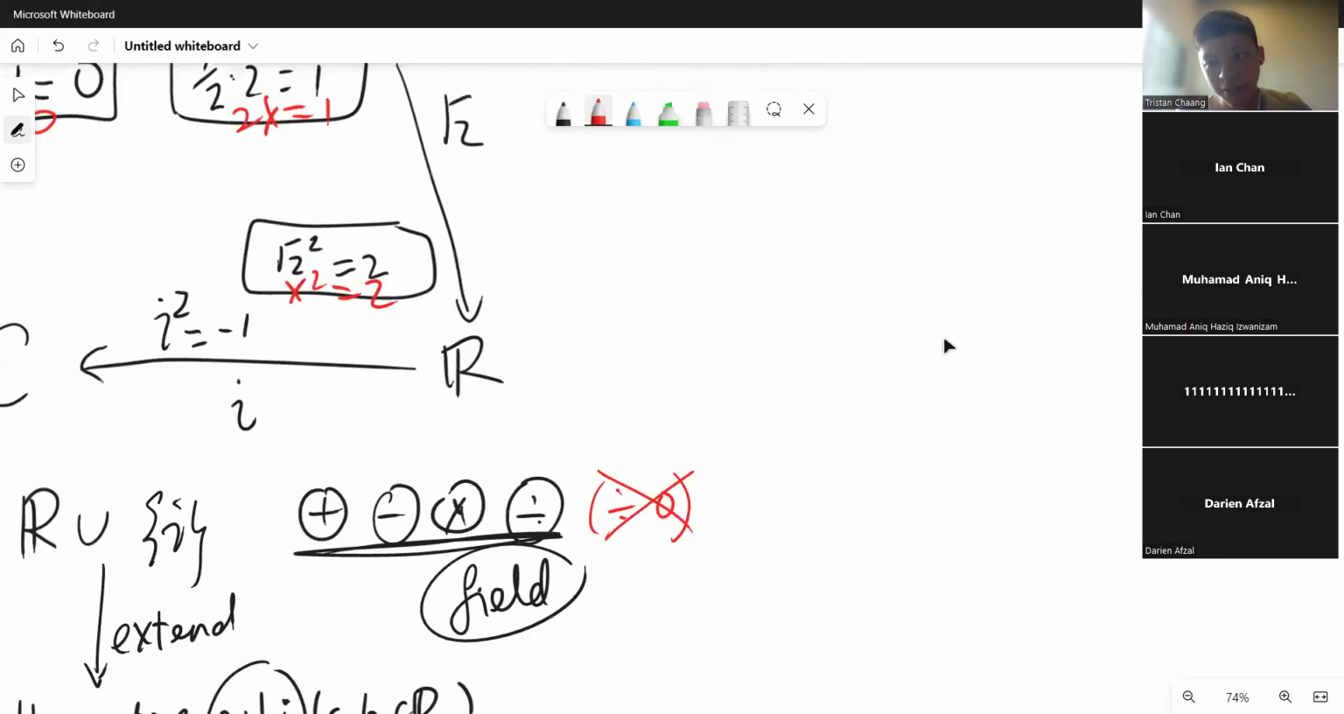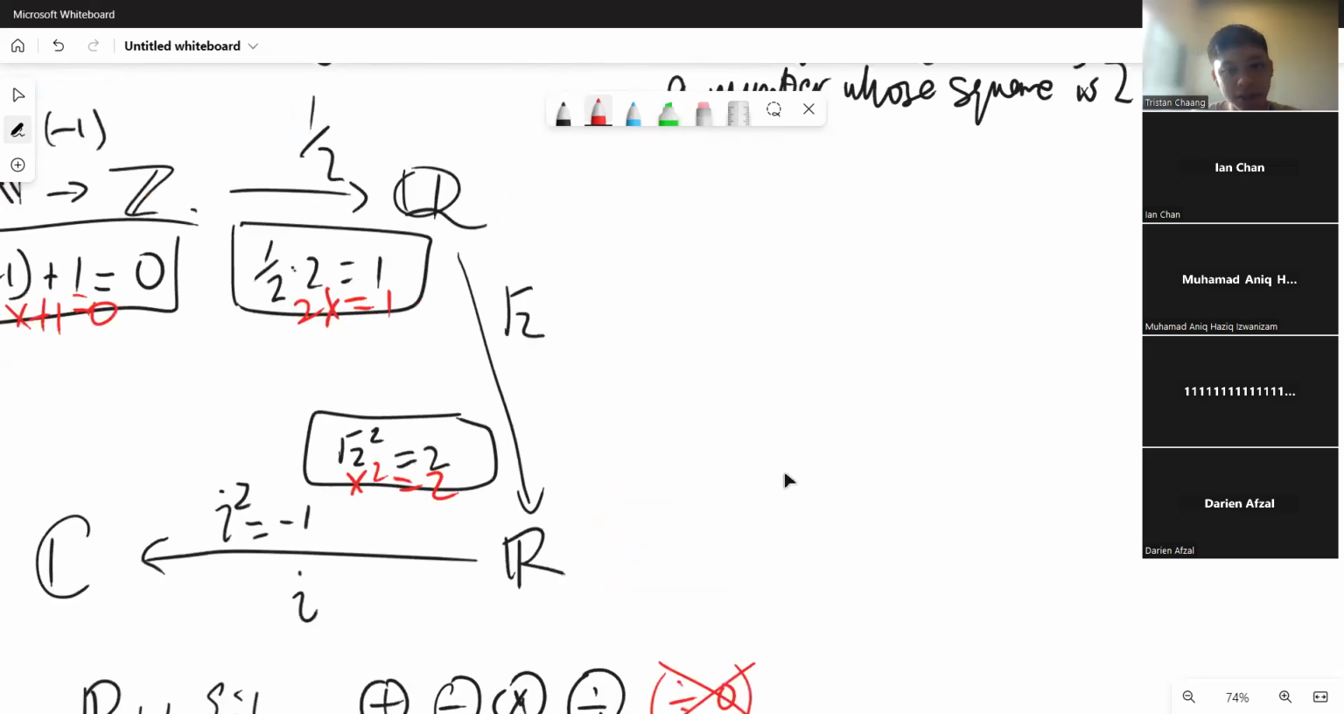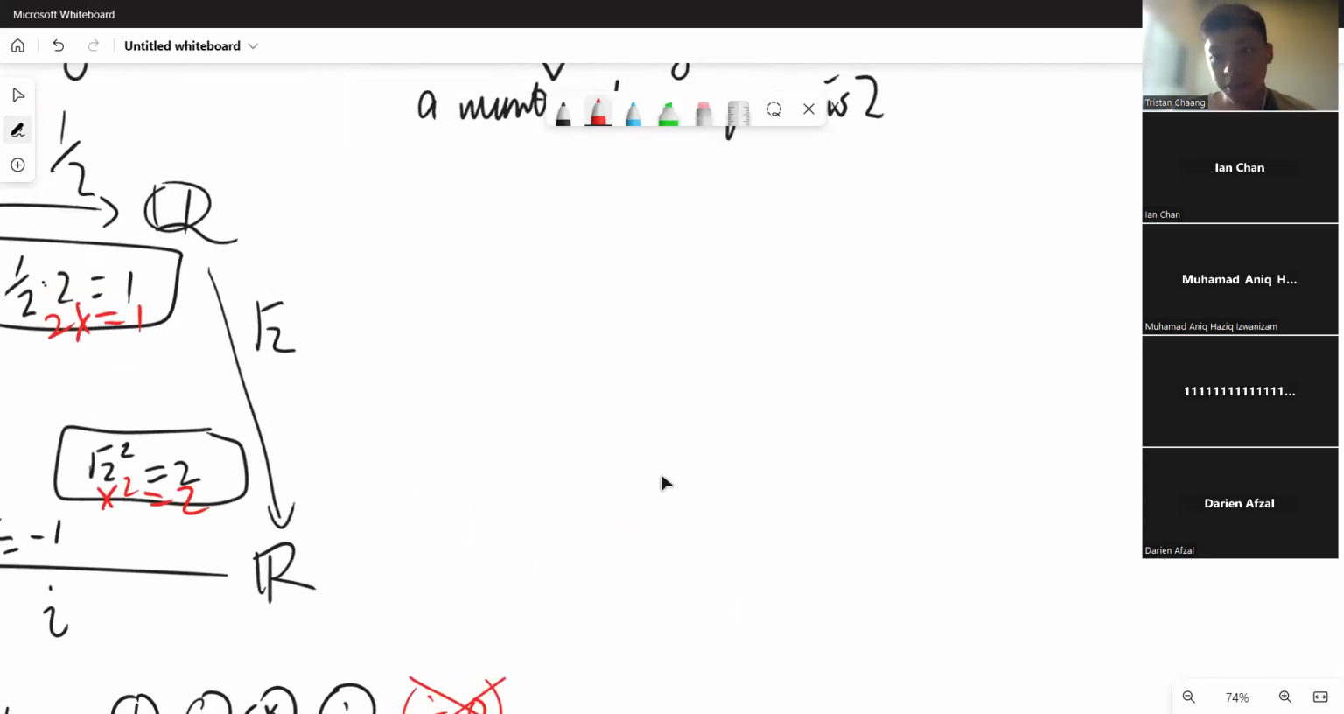Yeah, the set of rational numbers is also a field. The set of integers is not a field because you cannot divide. The set of real numbers is also a field.